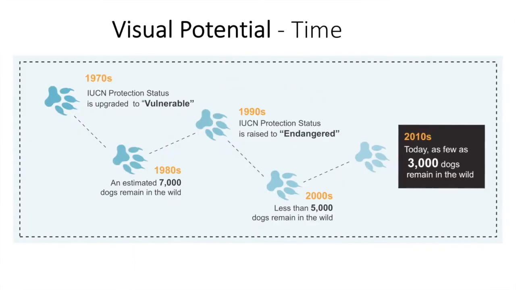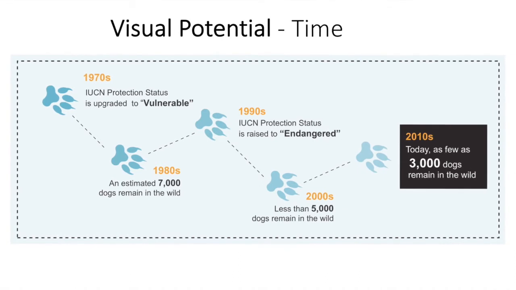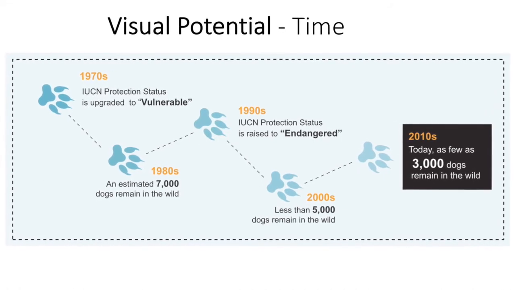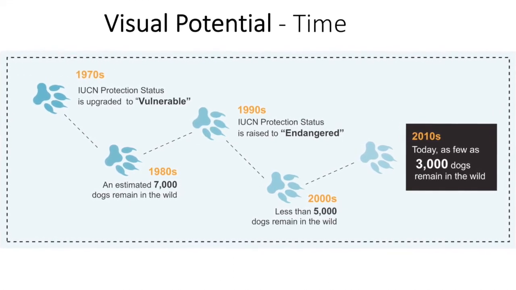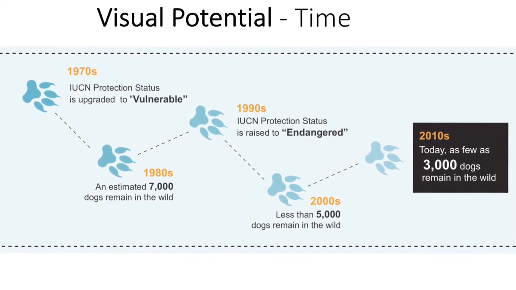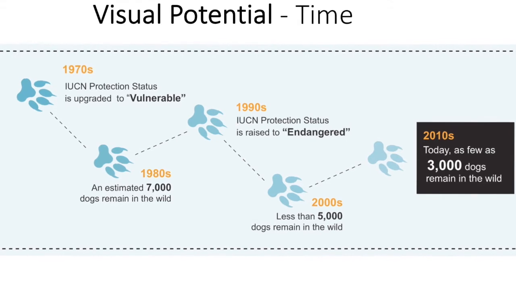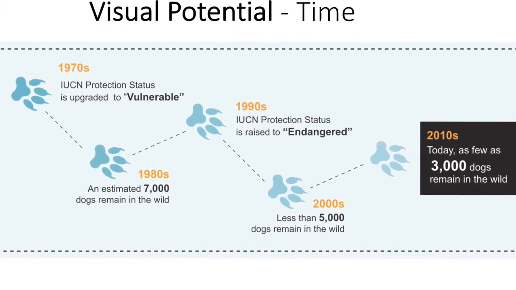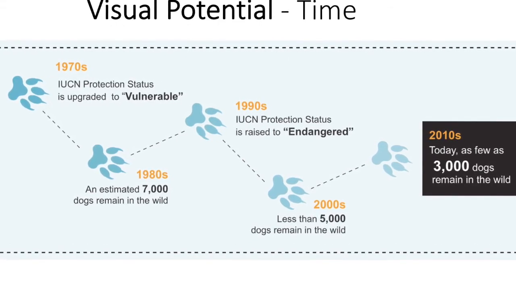The visual potential of time refers to the potential to communicate when events occur in time relative to each other using relative position on a page. For my time display, I created a timeline shaped as paw prints, in which each paw print represents a decade moving from left to right.